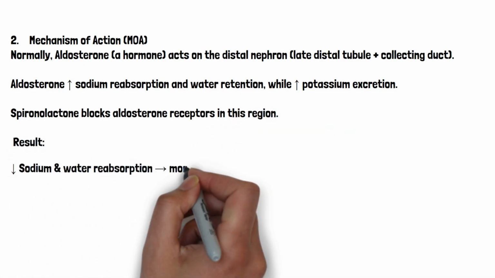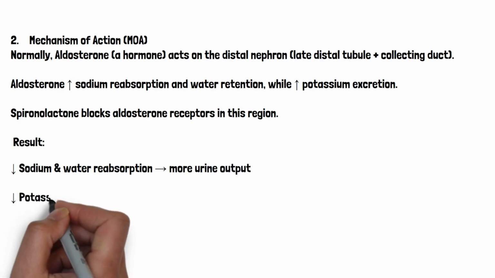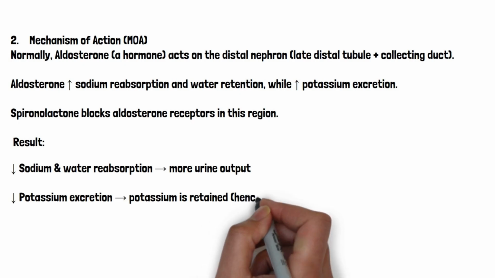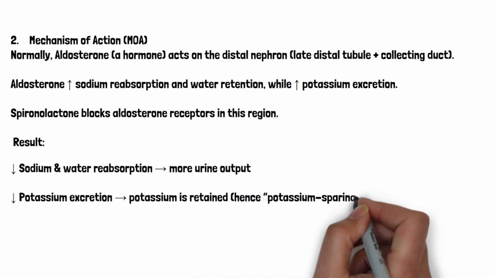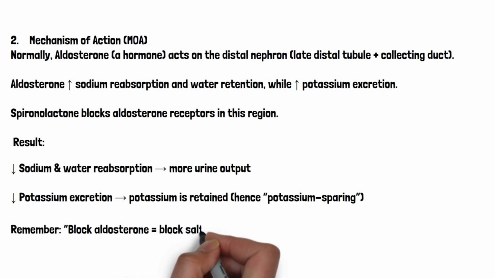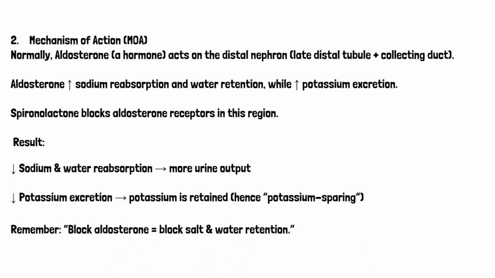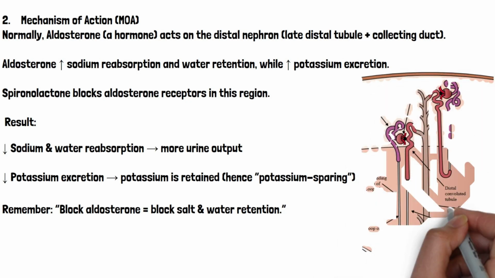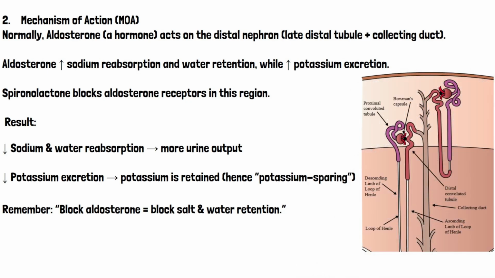So what happens? Sodium and water are not reabsorbed, they are lost in urine. Potassium is not excreted, it is retained in the body. That is why we call it a potassium-sparing diuretic. If you want to remember easily, spironolactone blocks aldosterone, so salt and water go out, potassium stays in.